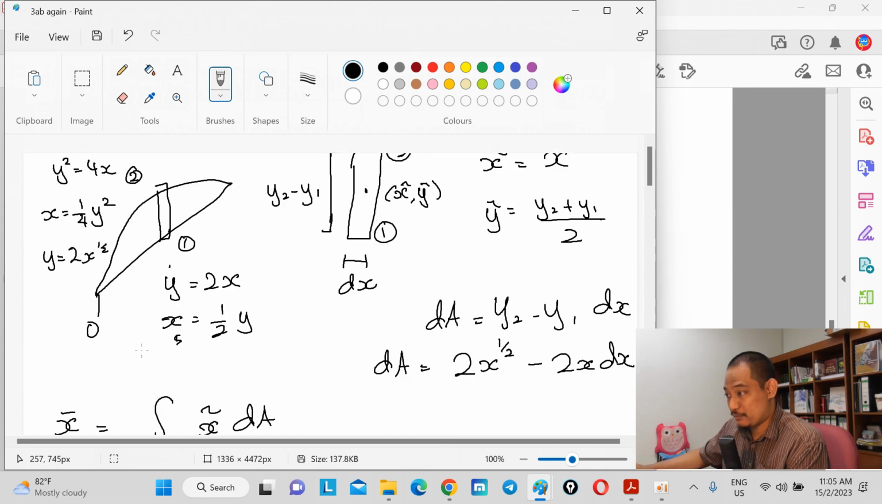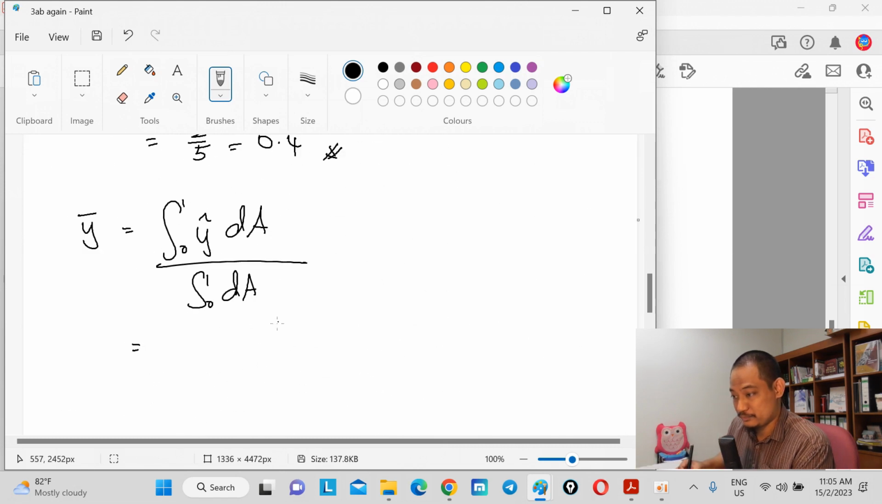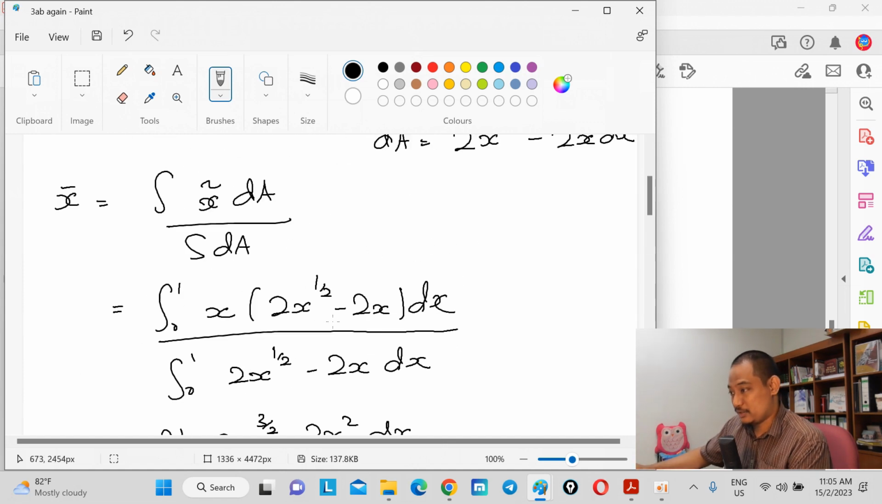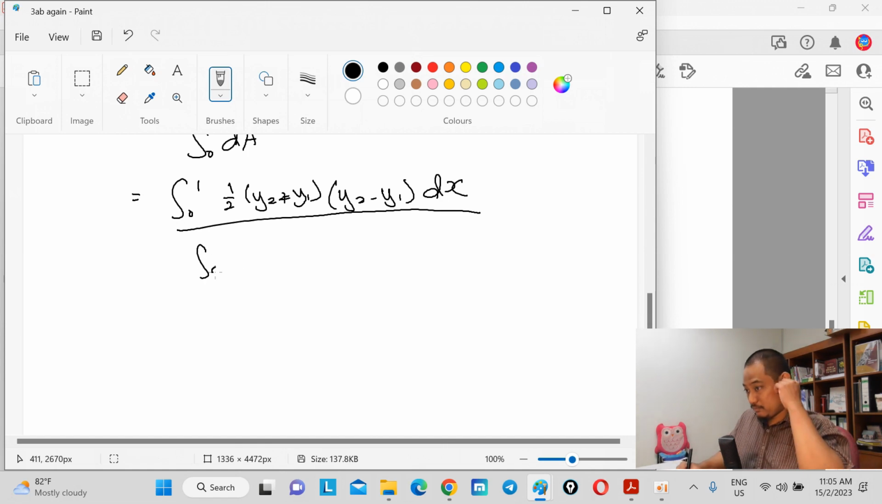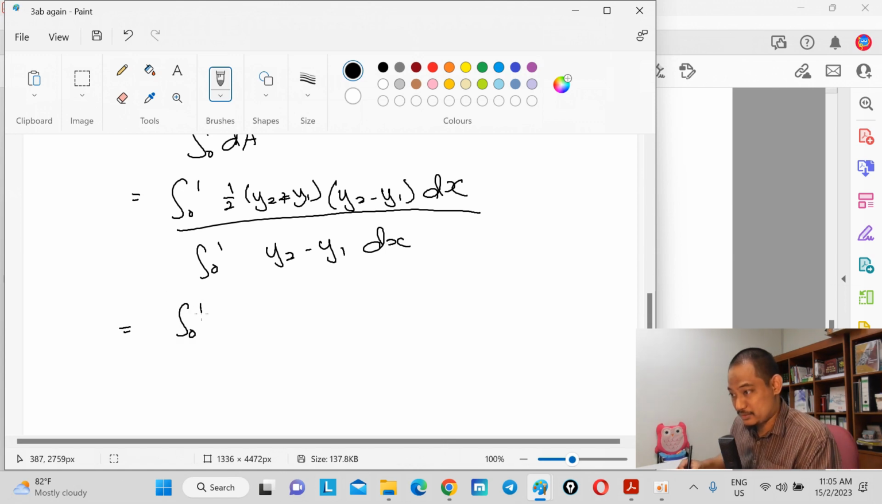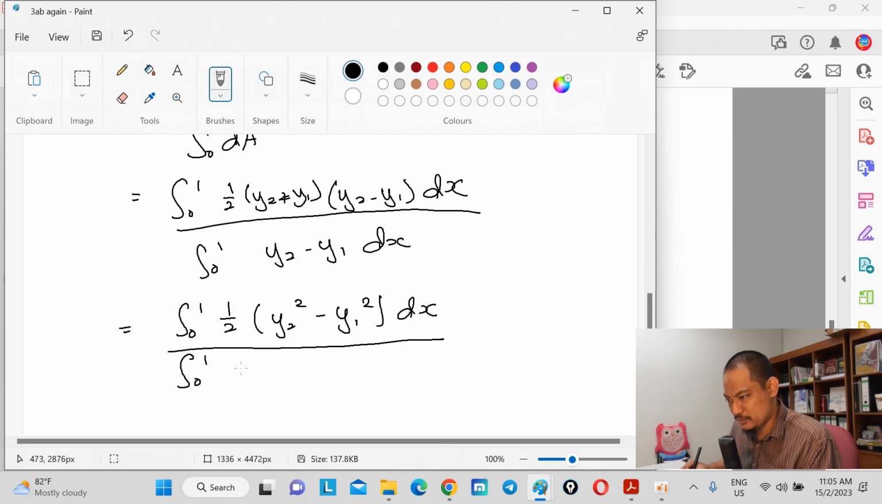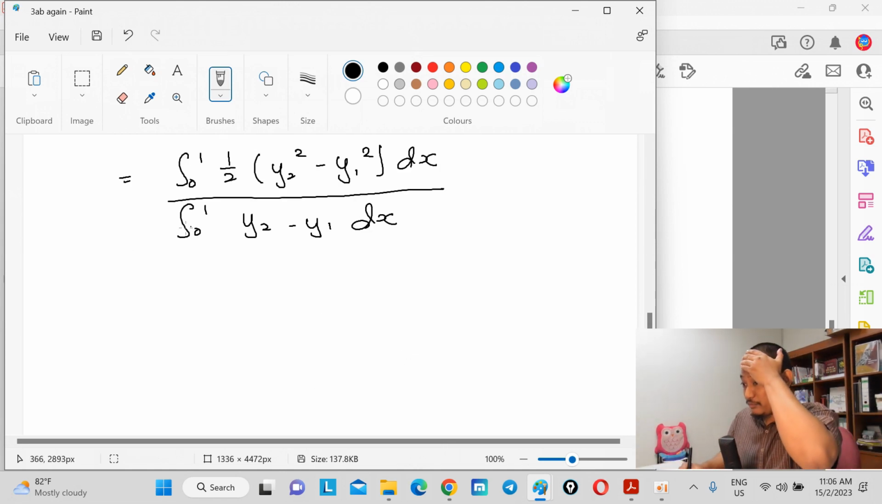Okay, now y wave is y2 plus y1 over 2. So y2 minus y1, y2 plus y1, right? And then dA is y2 minus y1 dx. My writing is even becoming worse and worse. So it becomes y2 squared minus y1 squared dx over y2 minus y1 dx.